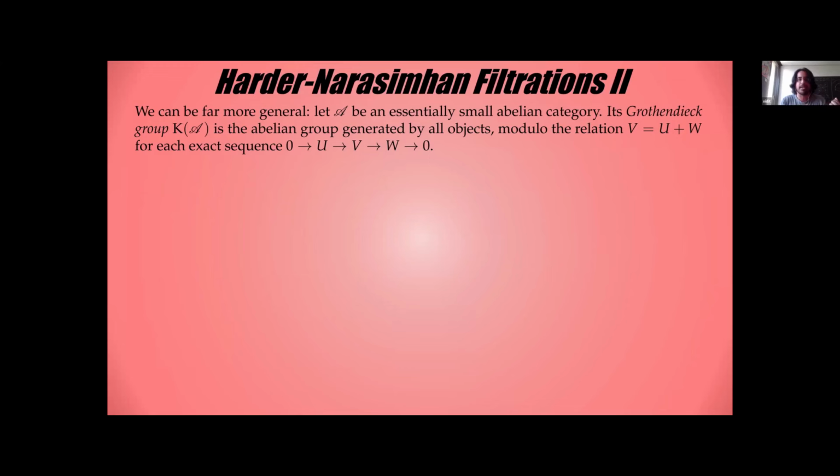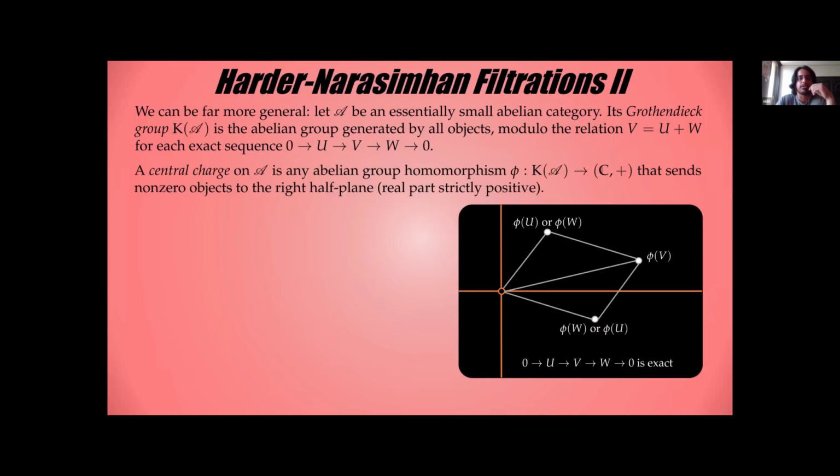So an additive object on A is anything that factors through this Grothendieck group. It forces you, if you fit in a short exact sequence, the outside terms, their sum had better give you whatever you assign to the inside term. And now we define a central charge on this category to be any abelian group homomorphism from the Grothendieck group of the category to the additive complex numbers that sends non-zero objects to the right half plane.